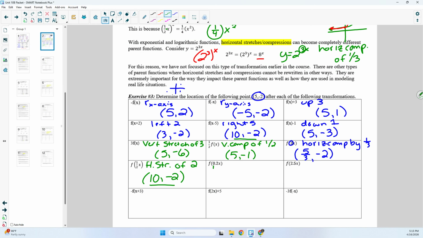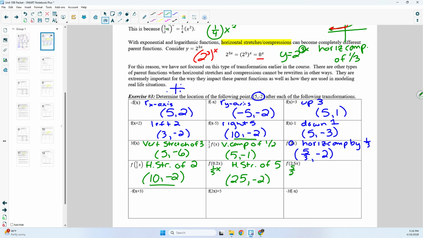I'm going to rewrite this as a fraction. So this is 1/5 x, so I can really see what's going on. So that's another horizontal stretch, this time of the reciprocal of 1/5, which is 5. Multiplying 5 by 5, I get 25, -2.